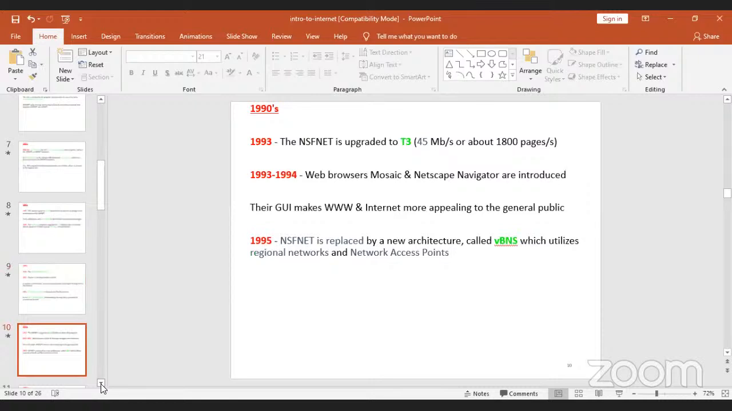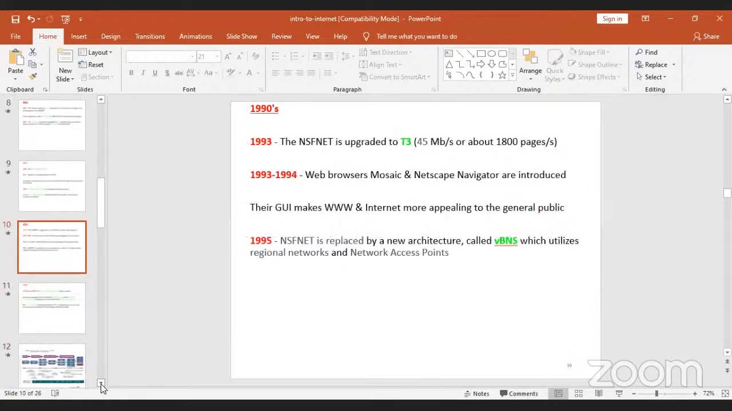After 93 to 95, we see some improvements, new versions of web browsers and all that. So in 1995, we have NSFNet. We talked about that before. The National Science Foundation network, which was like a backbone after the ARPANET, was replaced by a new architecture which utilizes regional networks and network access points.